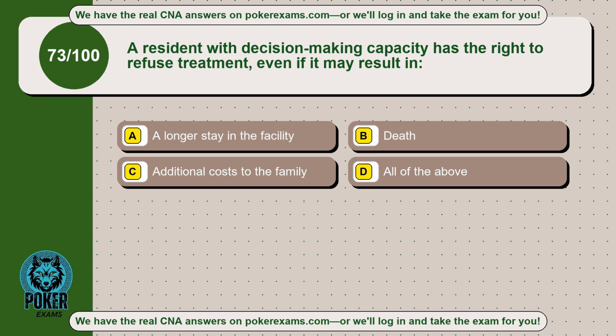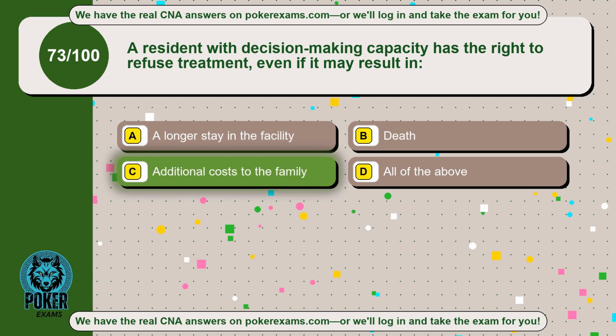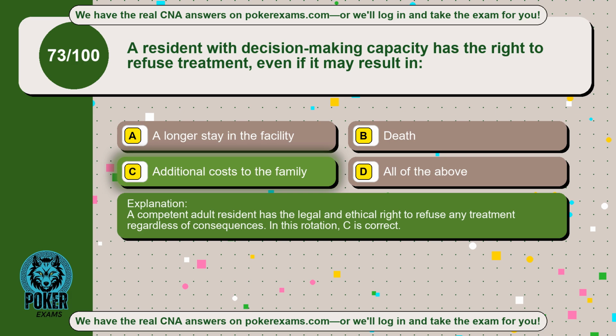Question 73. A resident with decision-making capacity has the right to refuse treatment, even if it may result in: Option A, a longer stay in the facility. Option B, death. Option C, additional costs to the family. Option D, all of the above. The correct answer is option C, additional costs to the family. A competent adult resident has the legal and ethical right to refuse any treatment regardless of consequences. In this rotation, C is correct.